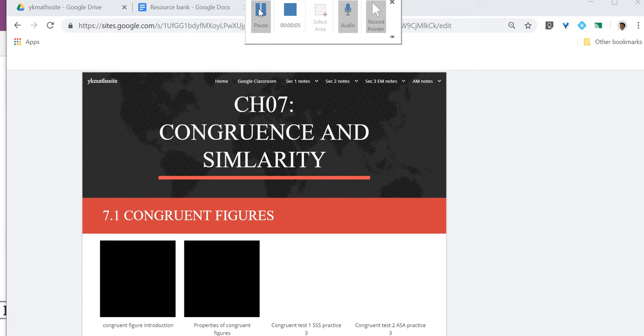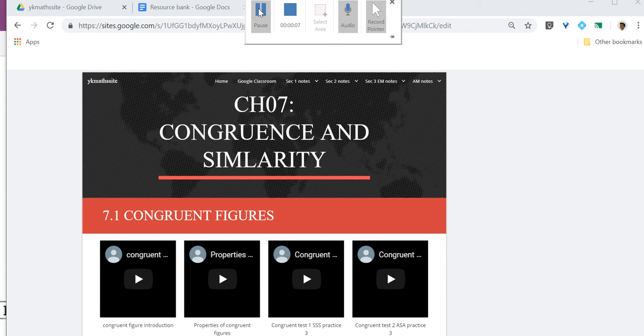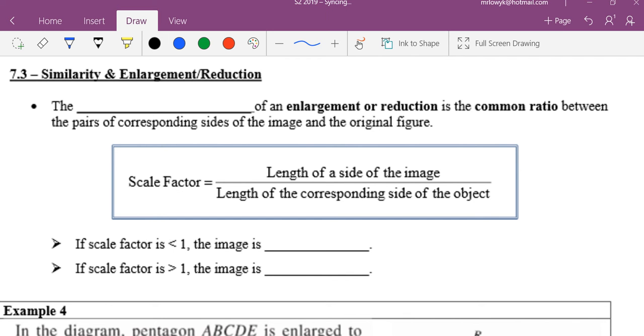Right, let's start the lesson. So we are on the last part now. No, the simplest part.